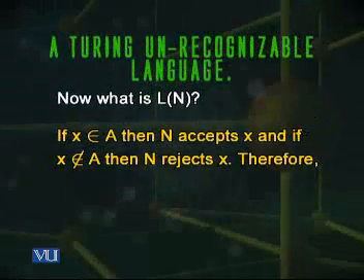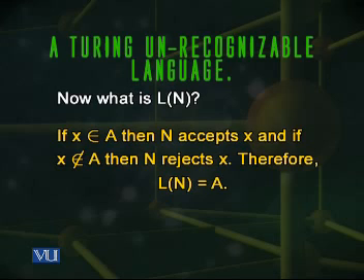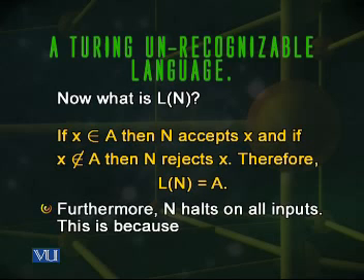What would be the language accepted by this new Turing machine N? Let's have a look at it. If X is in A, then N accepts X. And if X is not in A, then N will reject X. Therefore, the language of N is going to be A. Furthermore, N is going to halt on all inputs. This is because the union of A and A complement is all of sigma star.